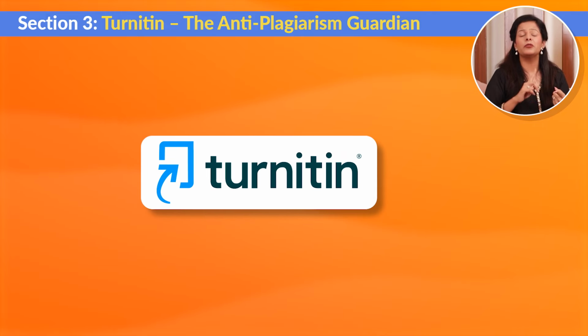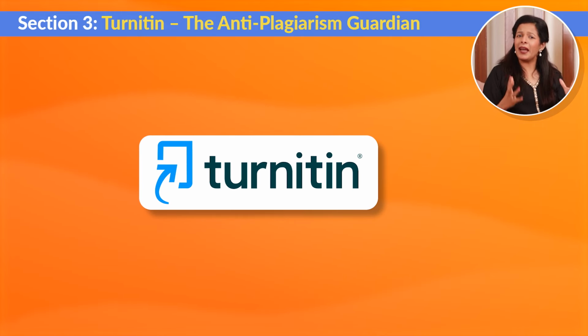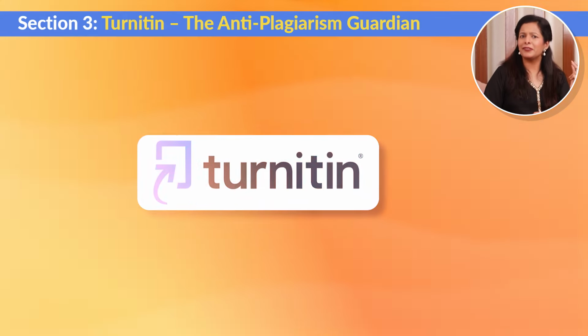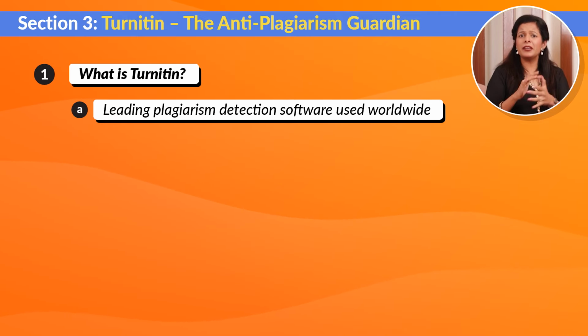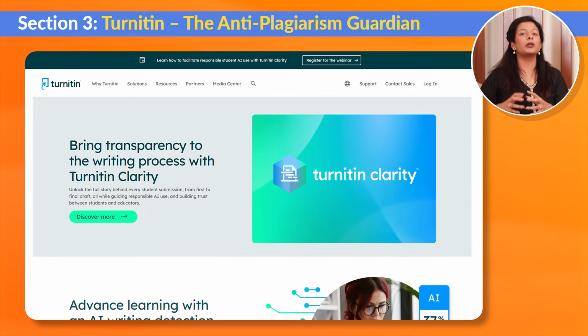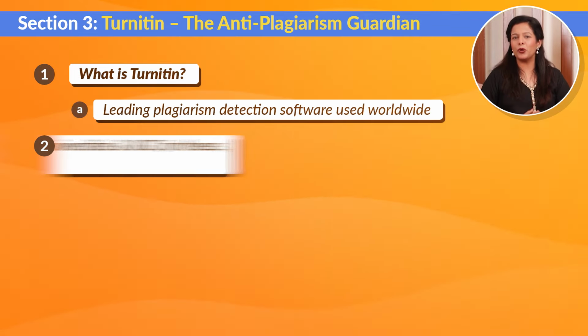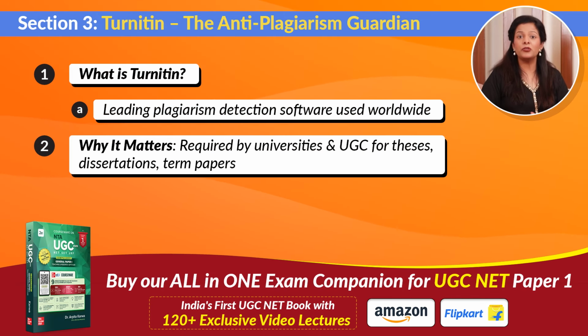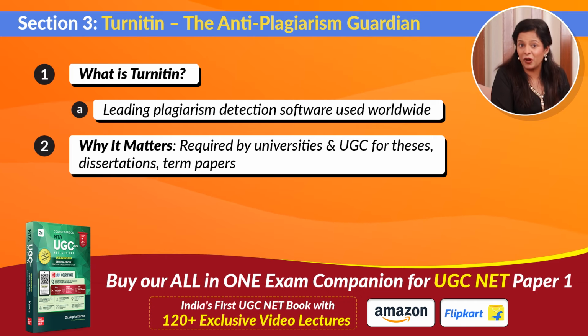Next, let us move to the tool that most students fear but absolutely need: Turnitin. Turnitin is the leading plagiarism detection software used by universities worldwide to ensure originality in academic writing. Most universities and even UGC require a plagiarism report before approving any thesis or dissertation. They are even used for term papers now.